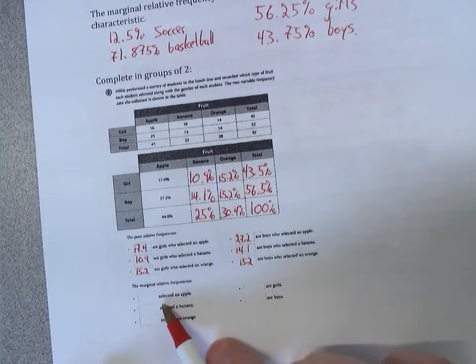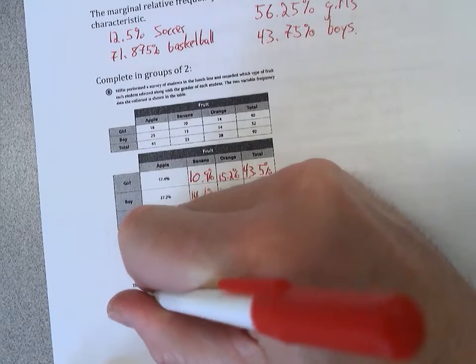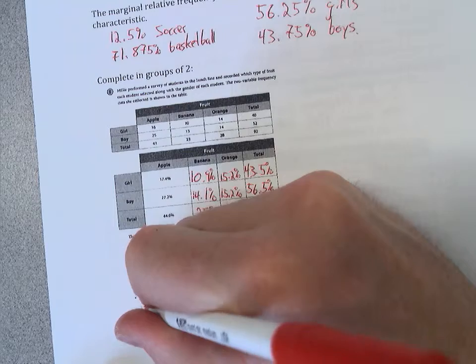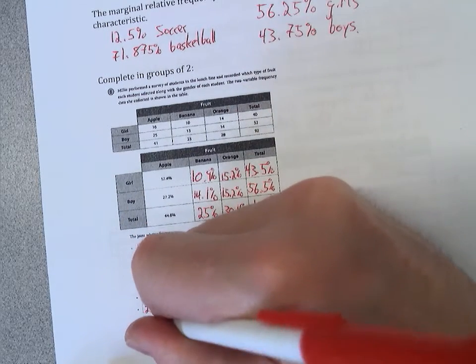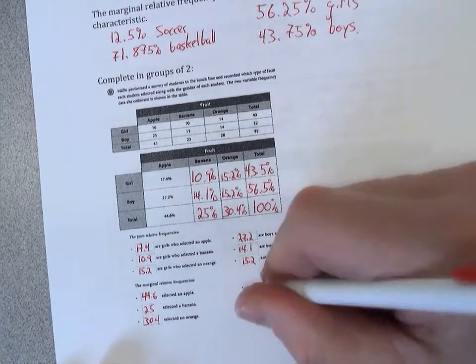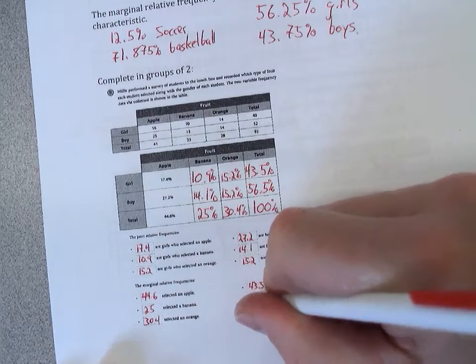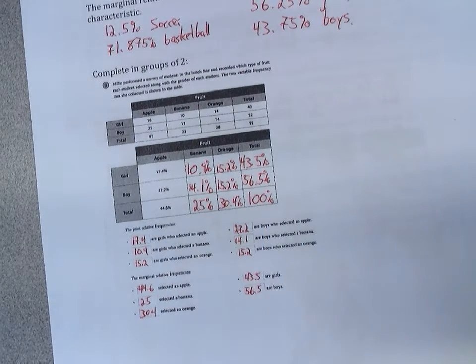Well, how many people selected an apple, just an apple or overall, whether they're girls or boys? 44.6%. Selected a banana, 25%. An orange, 30.4. How many are girls? 43.5%. How many are boys? 56.5%. And so that's the difference between joint relative frequencies and marginal relative frequencies.